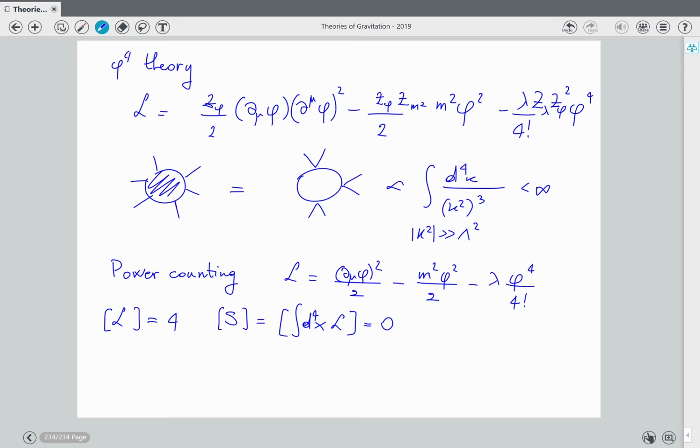And h bar can be set equal to 1. But if the action has dimension 0, and of course the mass has dimension 1 in units of mass, then this should have dimension 4. So that means that phi has dimension 1. And the derivative, of course, is like a mass. It's an energy, so it has dimension 1. But if this has dimension 4, lambda phi to the 4th, that means that lambda has dimension 0.